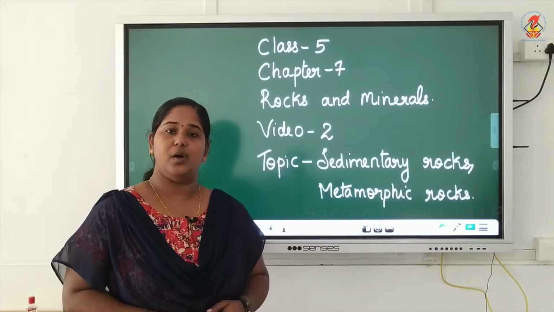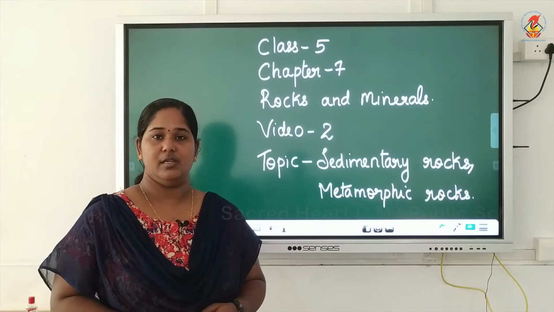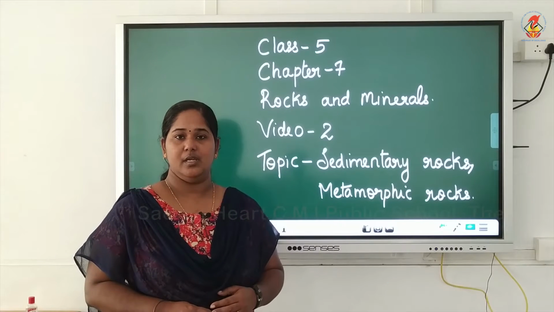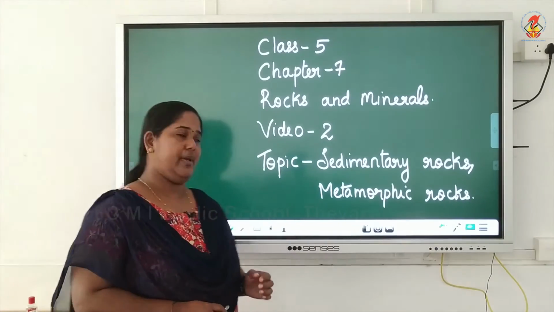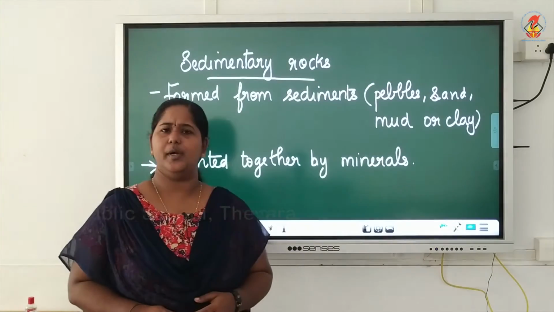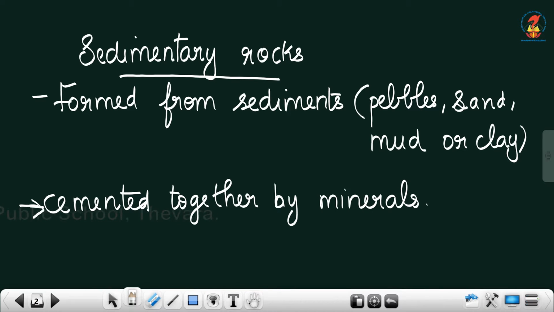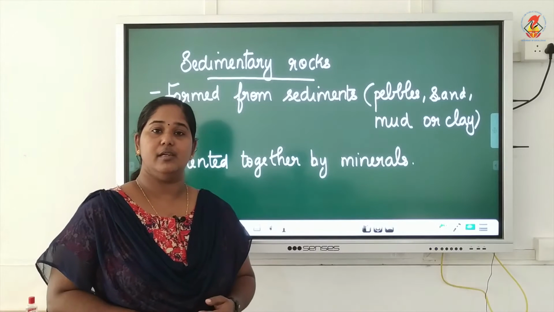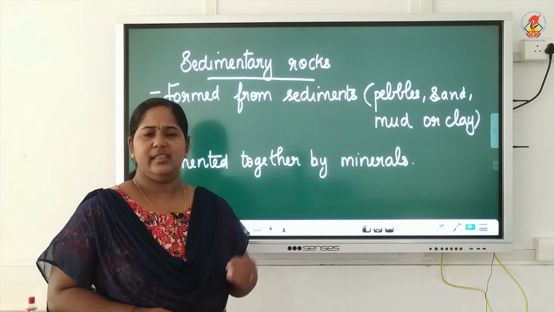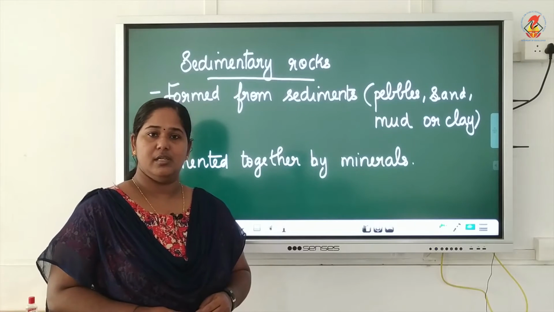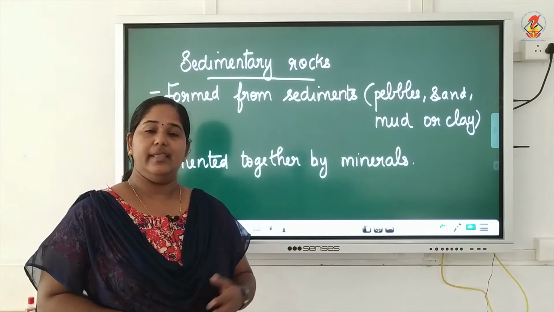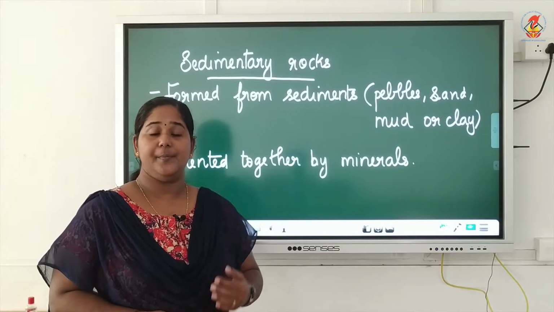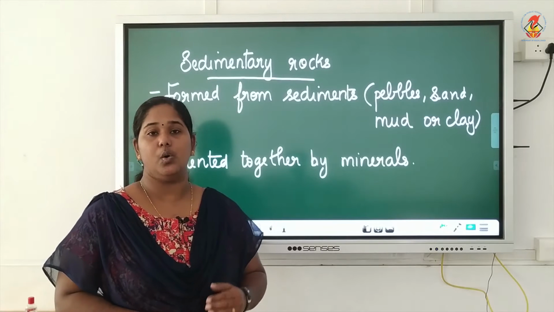Today we are going to study the second type of rock, sedimentary rock. Sedimentary rock, as the name suggests, is formed from sediments. Do you know what sediments are? Rocks or mountains are broken down by the action of rain, wind and water. These tiny particles of rocks, which may be pebbles, sand, mud or clay, are carried by water and deposited at the bottom of rivers or ocean beds.